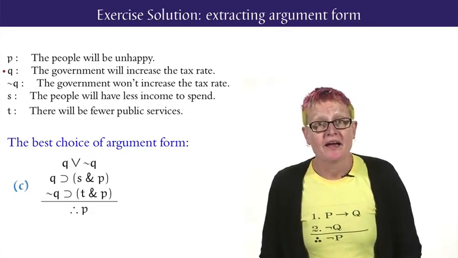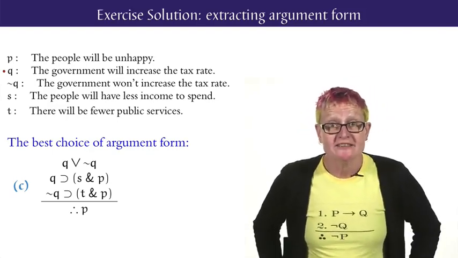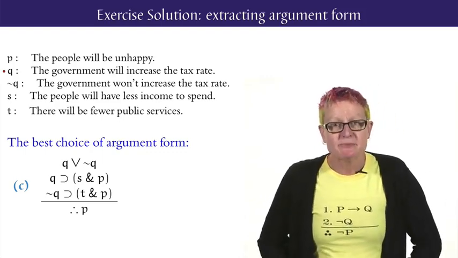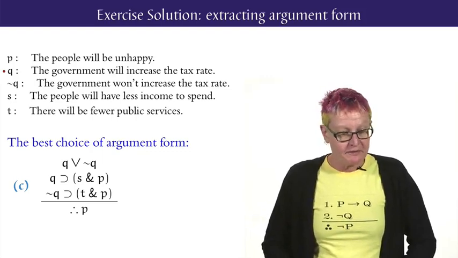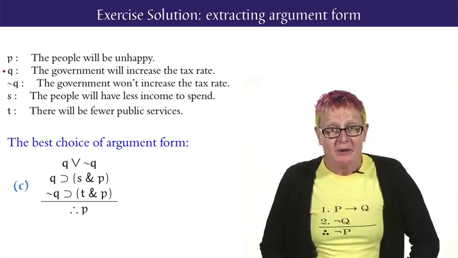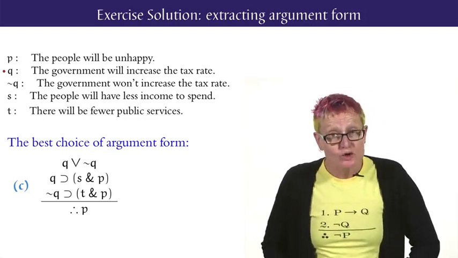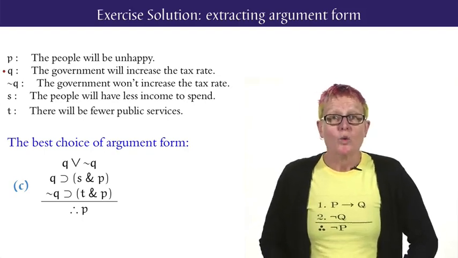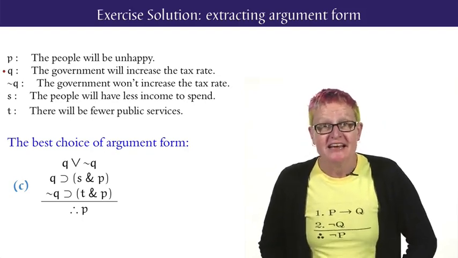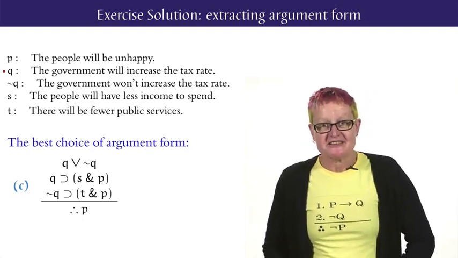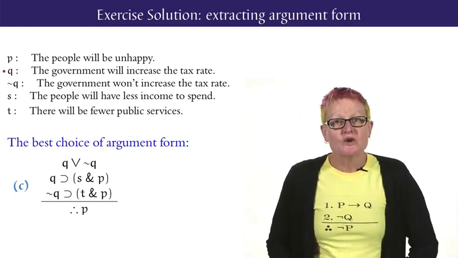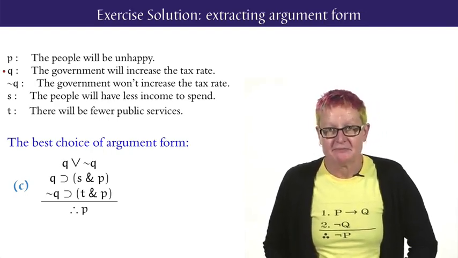How did you go? The answer, the best choice of argument form, is C. To see why, we need to make explicit the translating dictionary. We let P represent the sentence, the people will be unhappy. Now this is clearly the conclusion, as indicated by the phrase, we can conclude that, as well as the phrase, this is because, which precedes the other sentences, indicating that they are the premises. That narrowed down the choices to B and C.